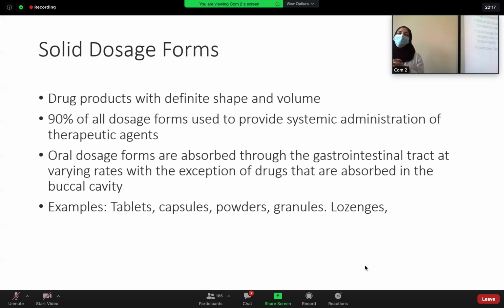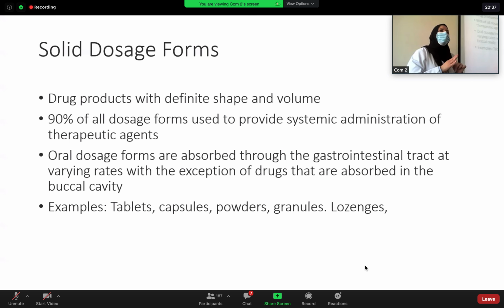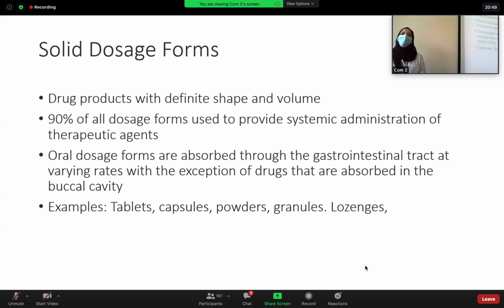Okay, so lozenges are basically solid dosage forms. They are intended to be placed in the mouth and not to be chewed. Actually, it will be placed inside the mouth to exert a local effect. So it's not intended to exert a systematic effect.